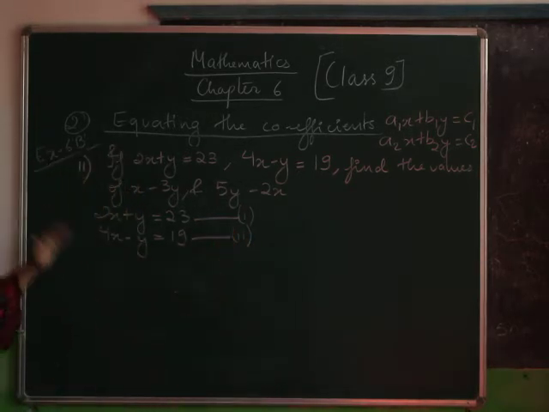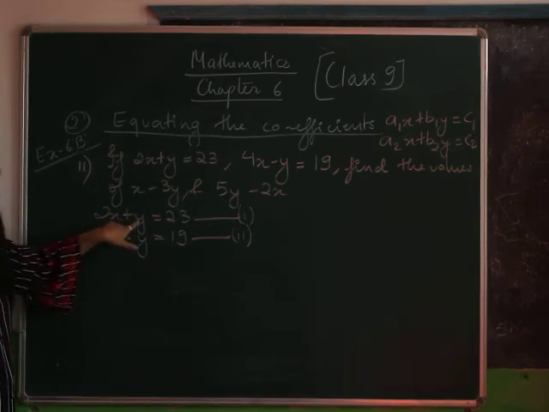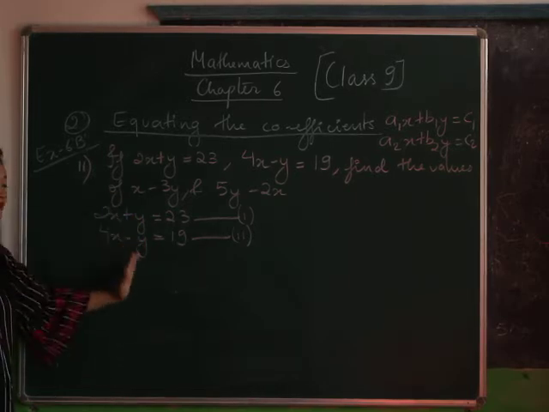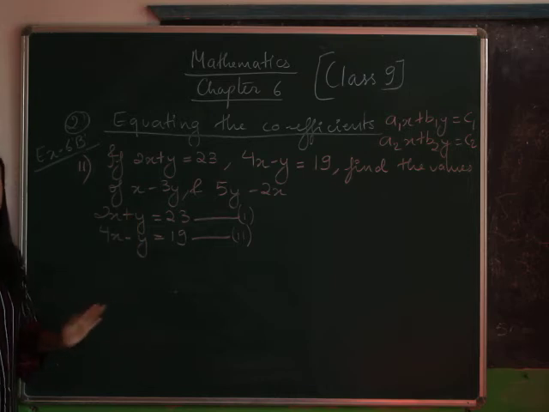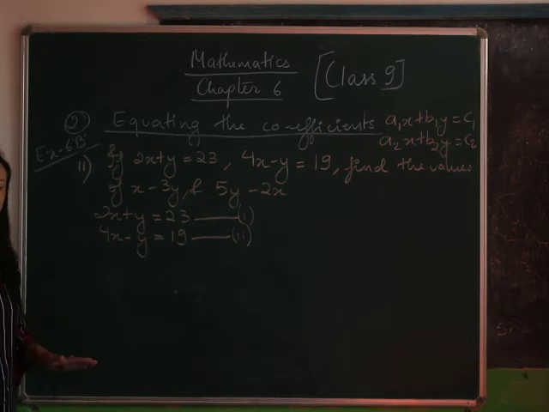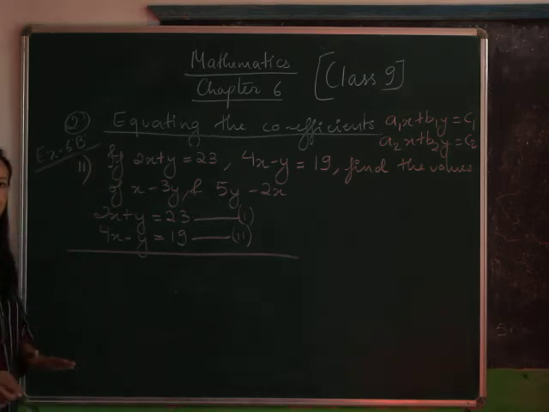Now look at the coefficients. The coefficient of x here is 2, and here is 4. The coefficient of y in the first equation is 1, and in the second equation y is 1. Now, if the coefficients are already the same, we don't need to equate them. We can do it directly. So straight away we're going to do the cancellation.